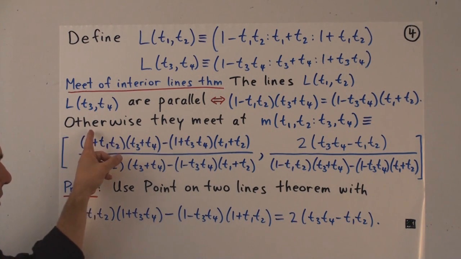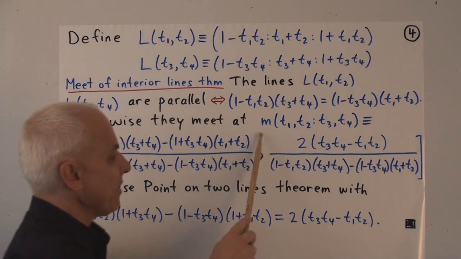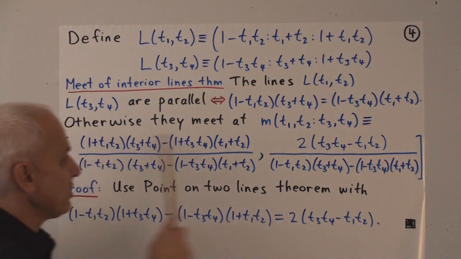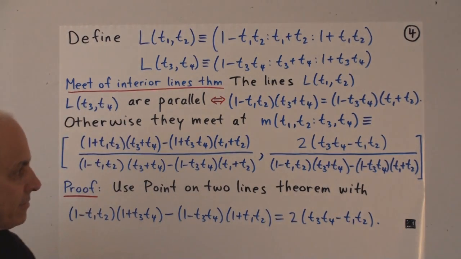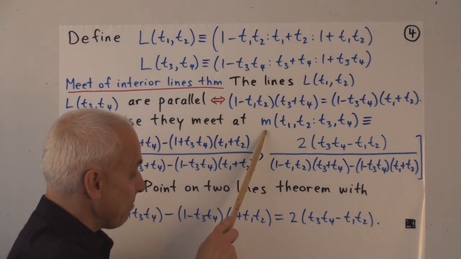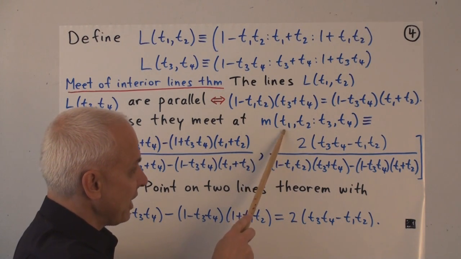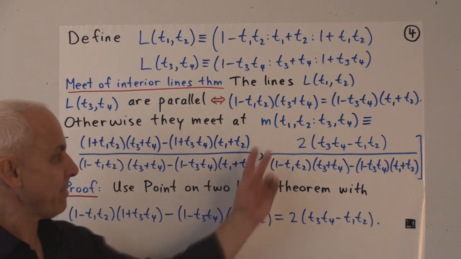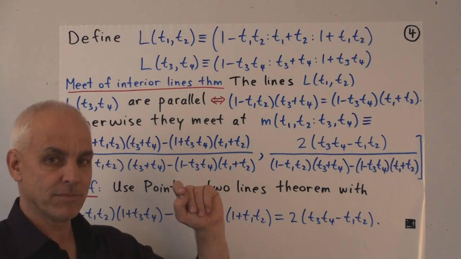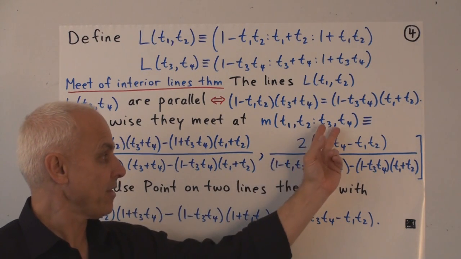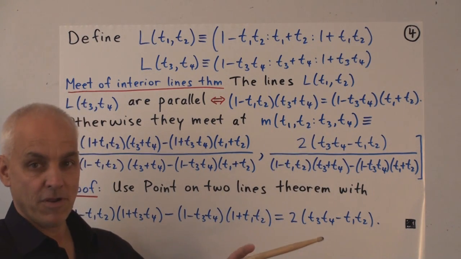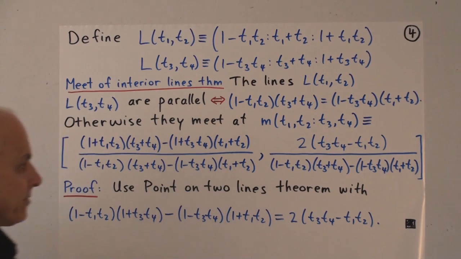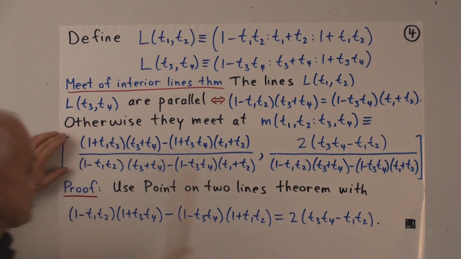But if they're not parallel, otherwise, they meet at this rather imposing looking point. We'll give that a name. We'll say that it's M for meet. M of t1, t2, colon t3, t4, because it depends on the 2 points t1 and t2 forming the first line, and the points t3 and t4 forming the second line. And have a look. That's a point.